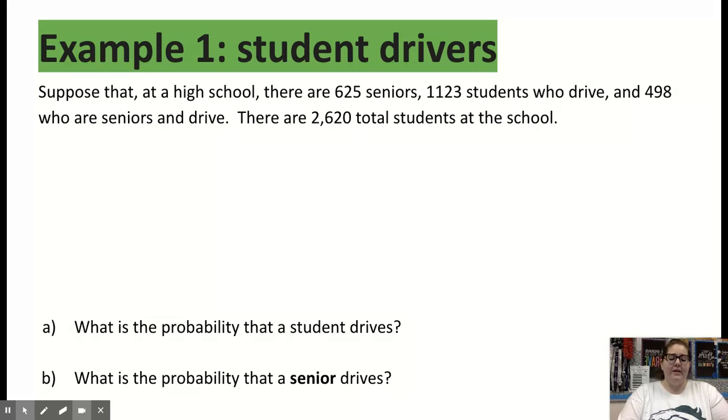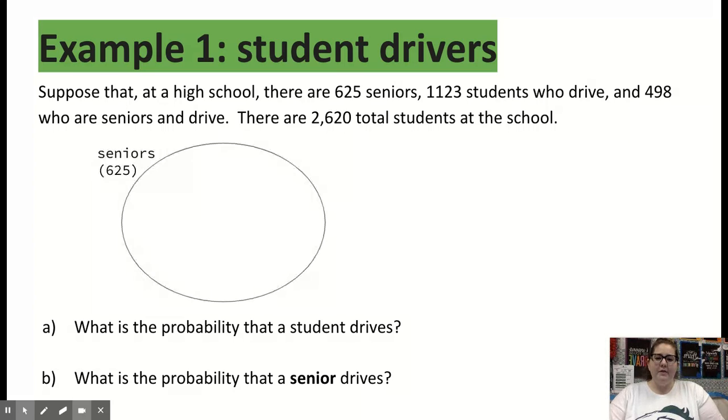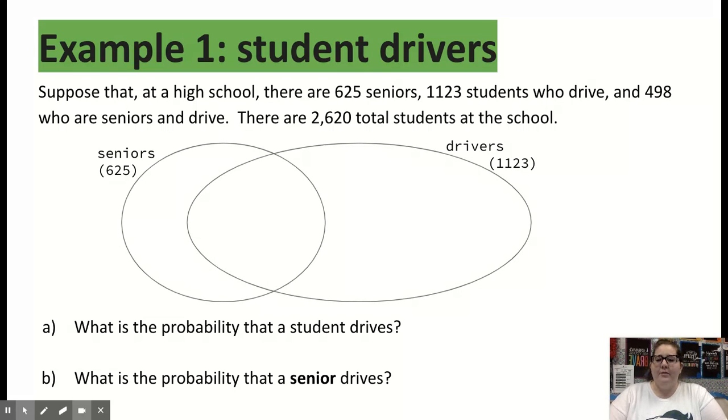So what I'm going to do here is draw what we call a Venn diagram. This just can help us organize information that we have in a way that's a little bit more helpful for us in terms of probability questions. So I'm going to start by drawing a circle that represents seniors. And I just put in parentheses underneath the word seniors how many total seniors there are so that I don't forget. Now I'm going to draw another circle that represents the number of drivers. And again, I put the total number of drivers in little parentheses underneath that word.